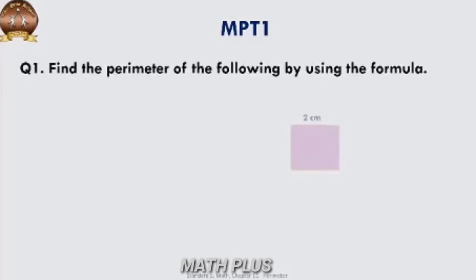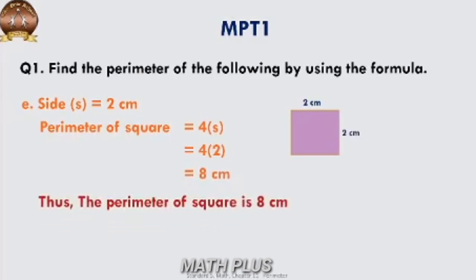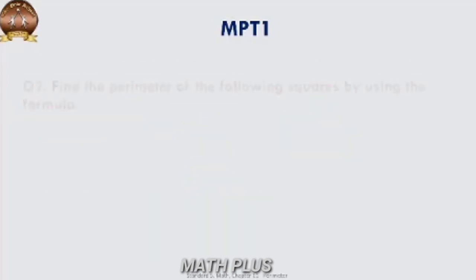Another similar example. Now the side of the square is given, it is 2 centimeters. We have to find the perimeter of the square, it is 4 into side. So 4 into 2 is 8 centimeters. Thus the perimeter of the square is 8 centimeters.